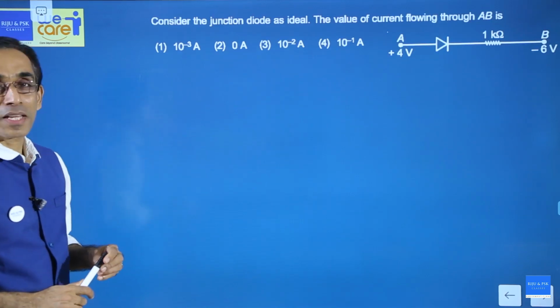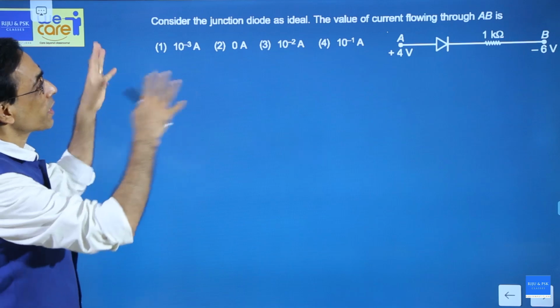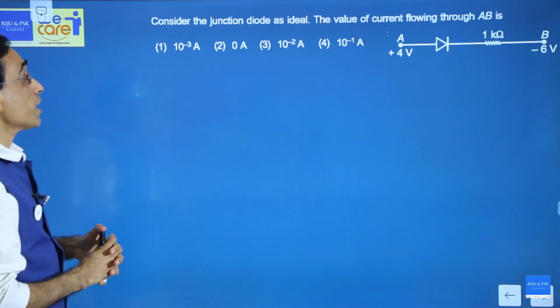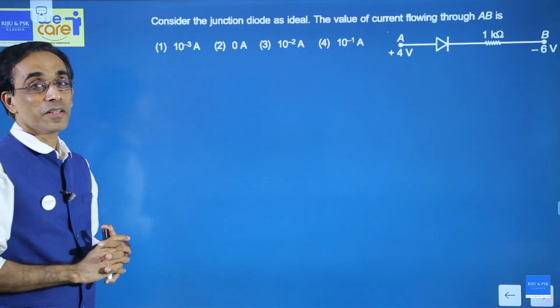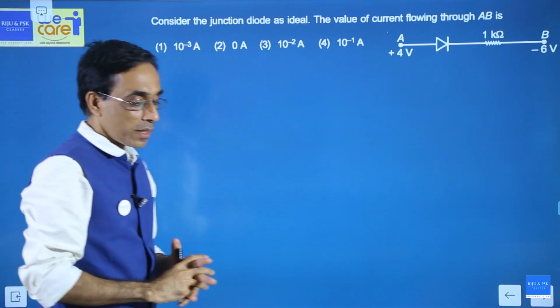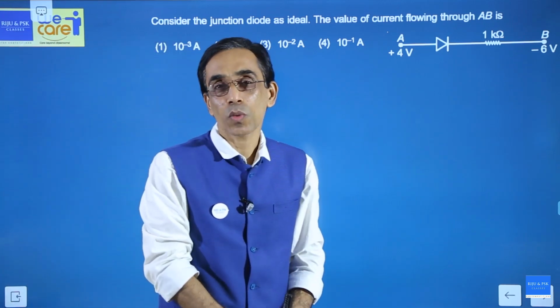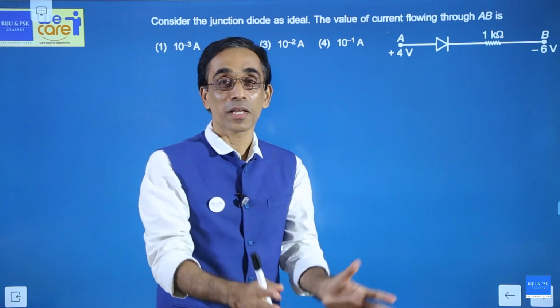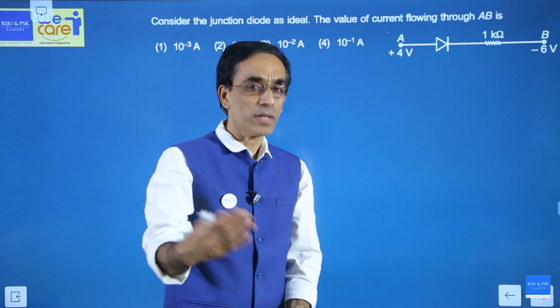Again, same thing. But this time the structure is a bit different, that's it. Consider the junction diode as ideal. Value of current flowing through AB. See, you might be having doubts. Why are you talking only about ideal diode? Why not practical diode? That will come later.